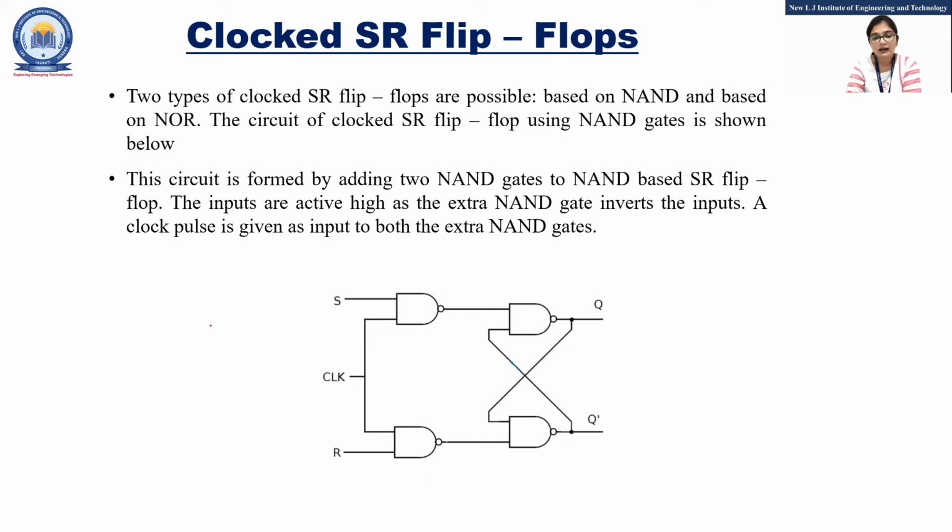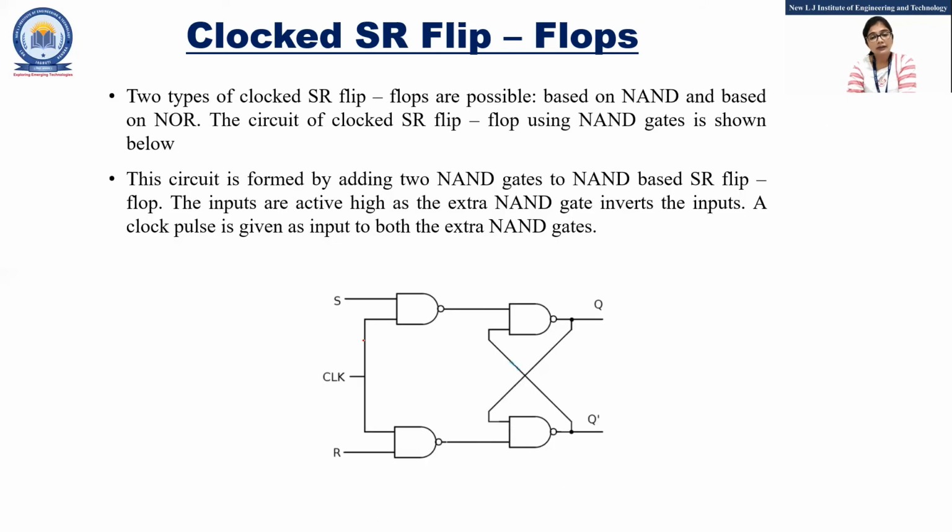The inputs are active high as the extra NAND gate inverts the inputs. A clock pulse is given as input to both the extra NAND gates. Here you can see the clock input is common to both the extra NAND gates. We are applying clock inputs, that's why the name is clocked SR flip-flop. The function will be similar to what we have seen in the previous NAND gate circuit, but the simple change is we are adding two NAND gates here.